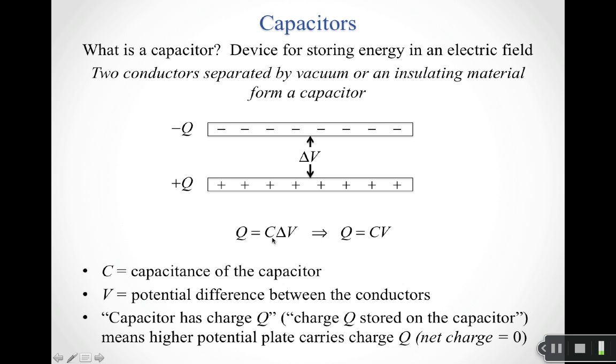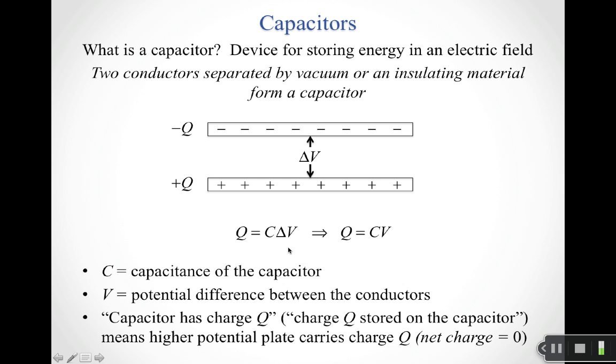So for starters, C here is the capacitance. That's the fundamental quantity of a capacitor. Instead of writing delta V, we're going to choose to write V, but we want to recognize that, again, that's just the potential difference between the conductors. So when we talk about the voltage across the capacitor or the potential of the capacitor, really what we're talking about is the potential difference between those two plates.